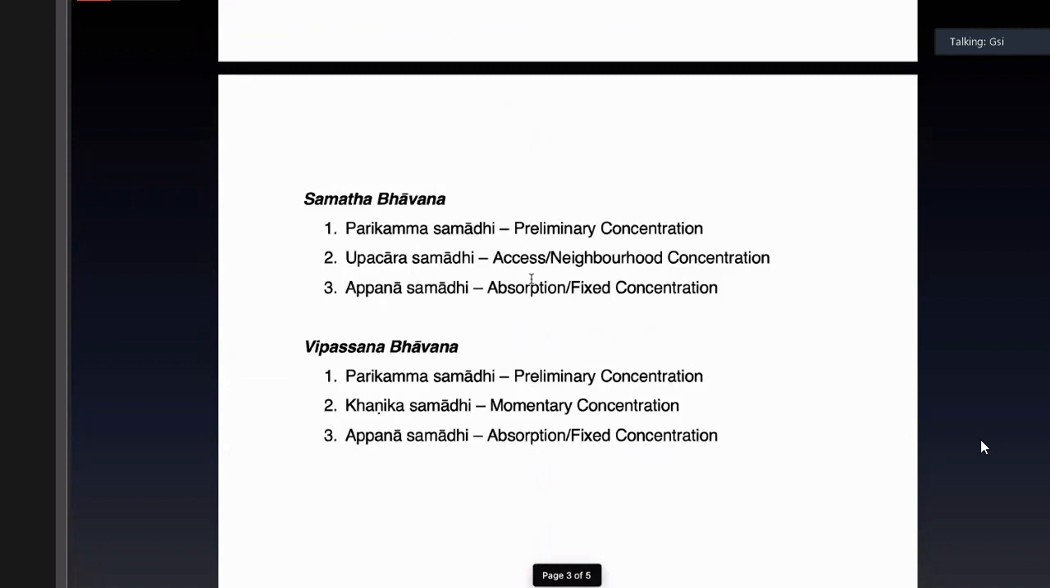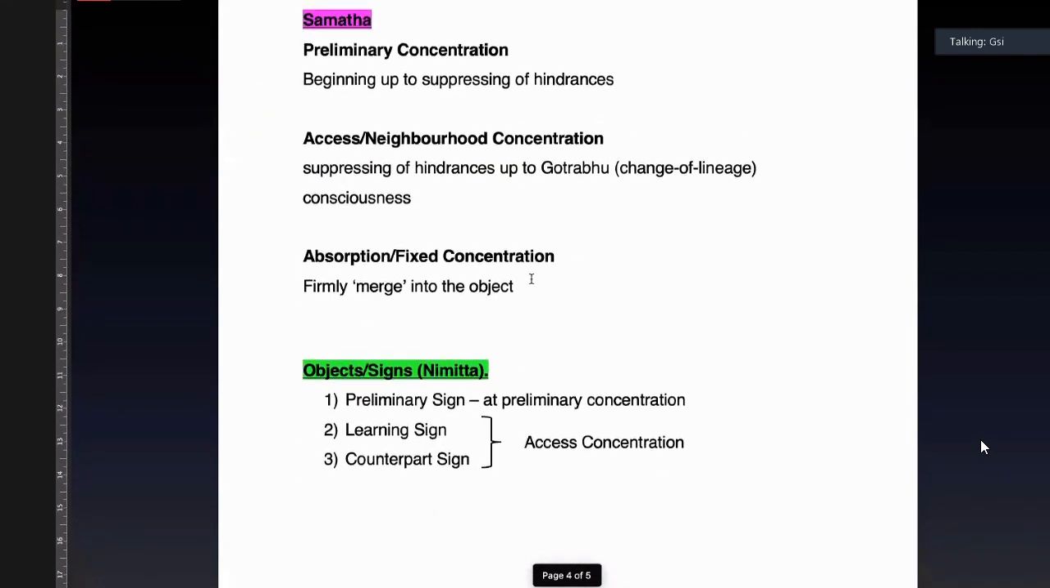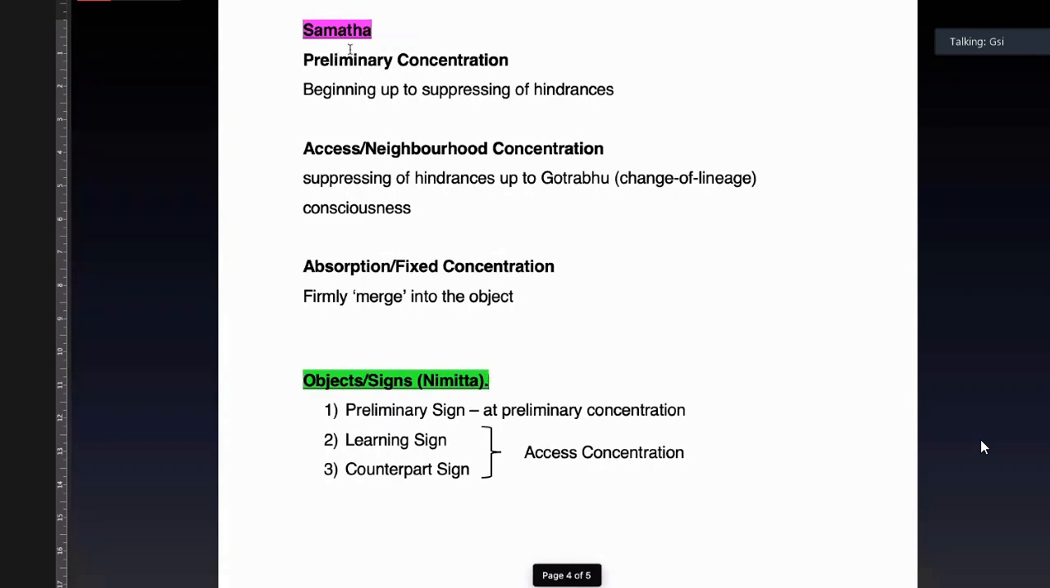As I said last week, on Monday, you have this Samatha concentration. In Samatha meditation, you have preliminary concentration, access concentration, and absorption concentration. Then the object: you have the preliminary sign, the learning sign, and the counterpart sign. The counterpart sign is just before you enter into jhana. That means the object, the conceptual object, becomes very clear. We call it nimitta. The concept becomes absolutely clear, but it is not fixed concentration yet. So this is generally what we have here.